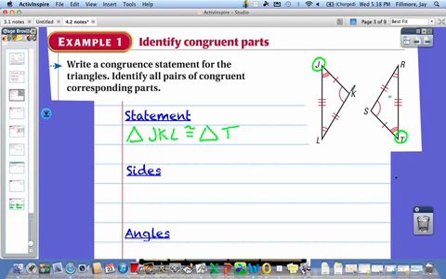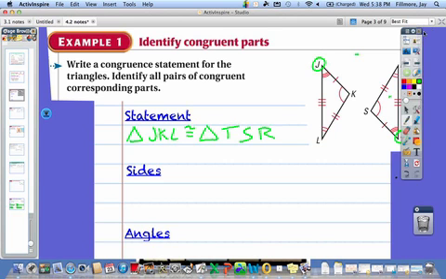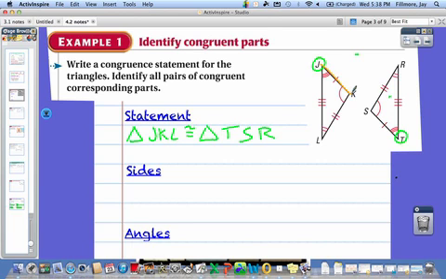For K, it's going to be S. For L, if I were to rotate this, it would be up here at R. So there's my congruence statement. Now we can use our congruence statement as well as the picture to identify corresponding parts. So with sides, let's say I'm talking about JK. It's going to be the same as TS.